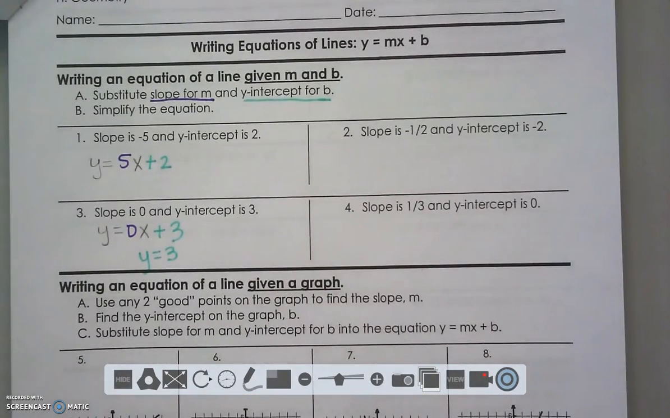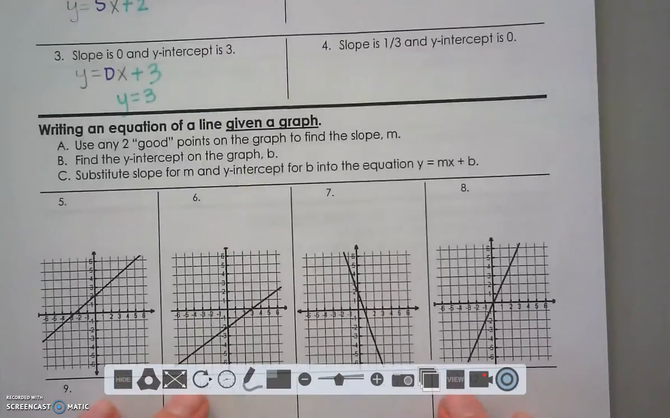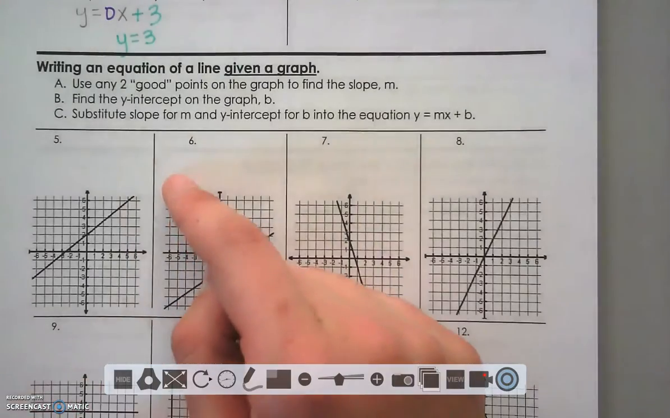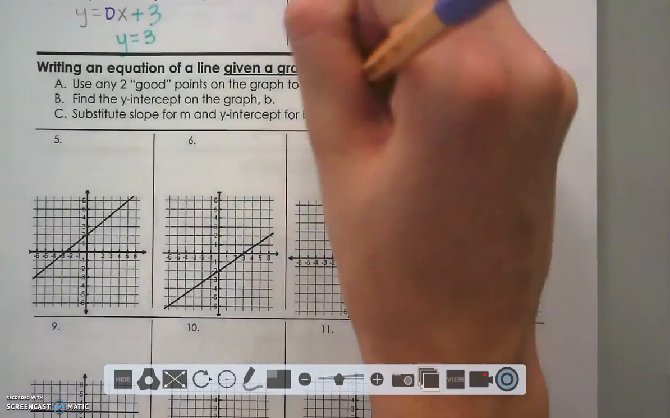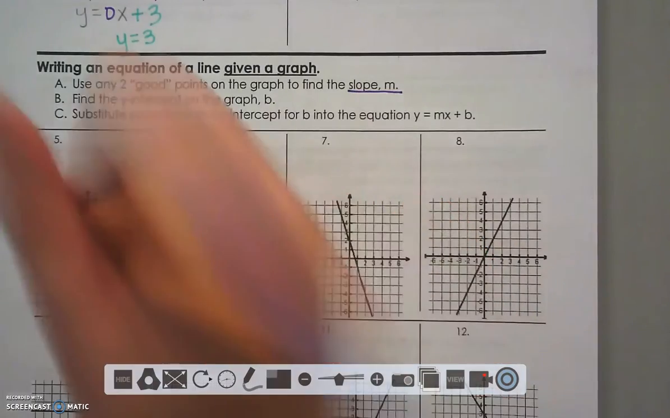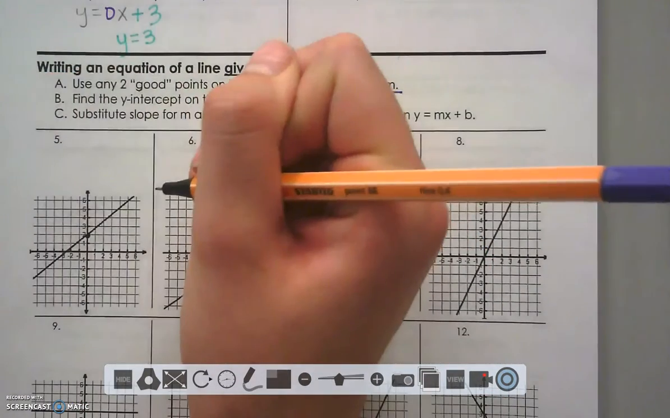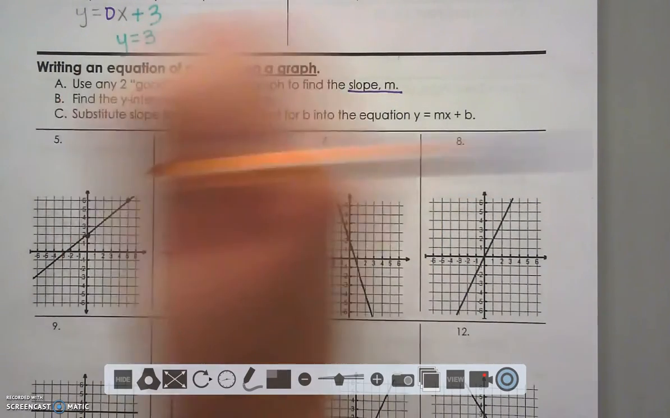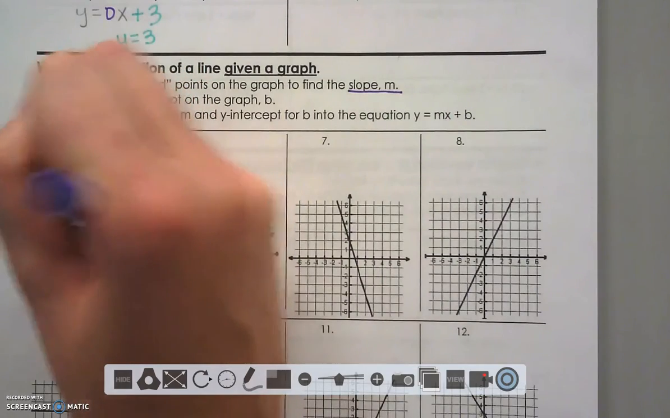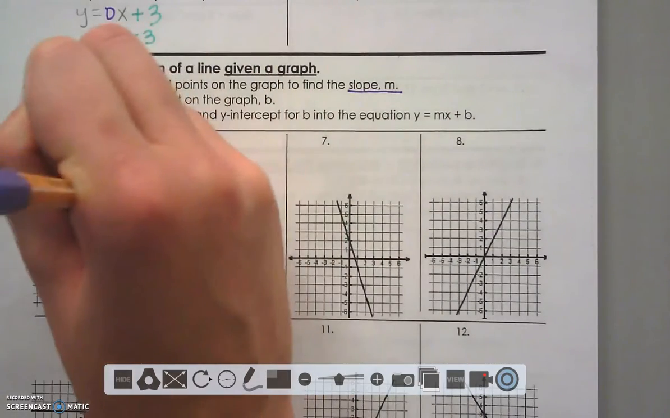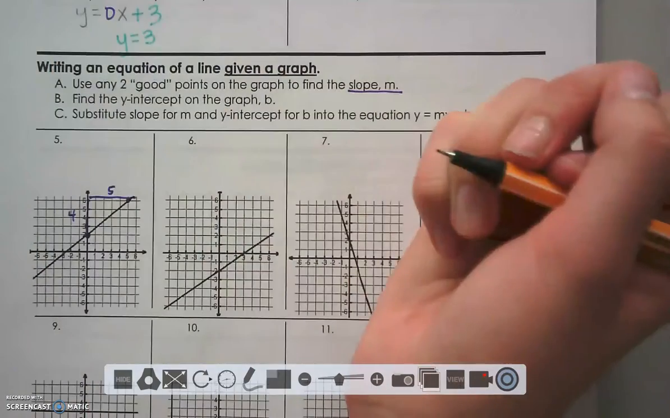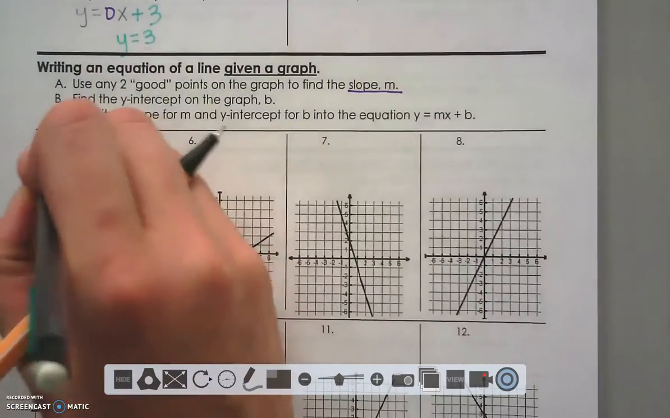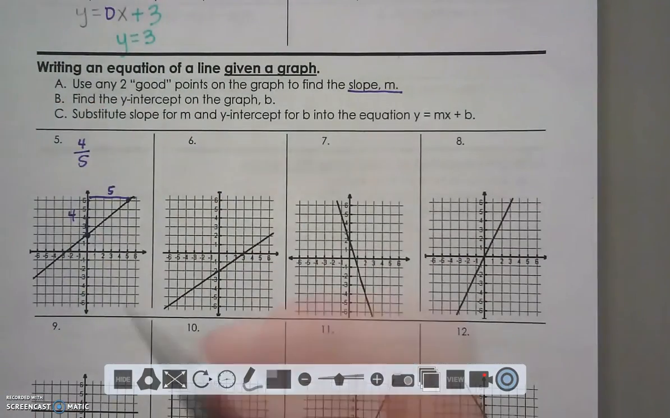We can also write the equation of a line from a graph. So, given a graph, we want to find 2 good points to find the slope. 2 good points means they perfectly cross. So I'm going to use this y-intercept, and I think I'm going to use this point up here that looks pretty darn close. So this is up 4 and over 5, is what my eye sees. So my slope is 4 over 5, because I count rise over run, that's what slope represents.